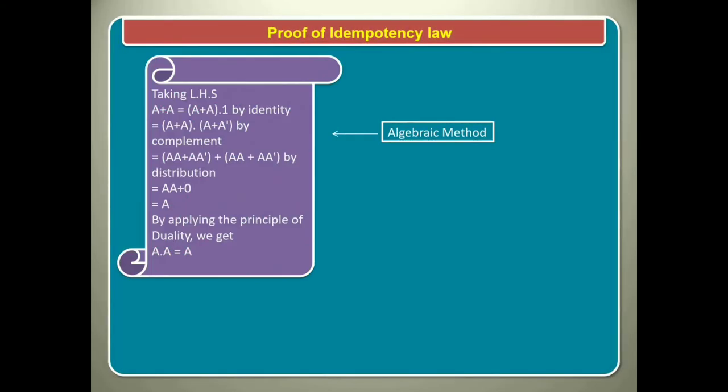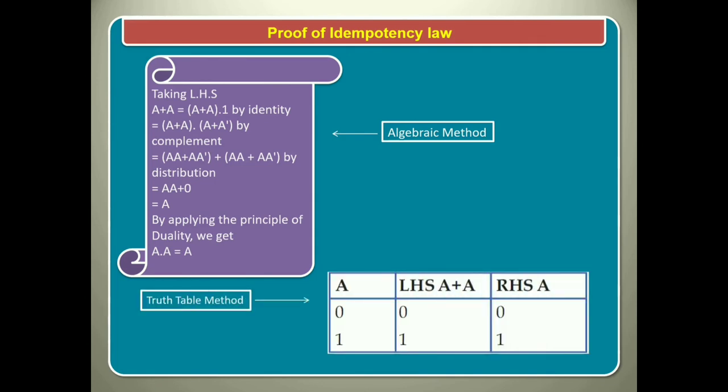Take a look at the proof for the idempotency law in algebraic method as well as truth table method. According to this law, a plus a is equal to a, and a multiplied by a is equal to a. As you can see in the truth table, LHS is equal to RHS. Hence, the theorem is proved.